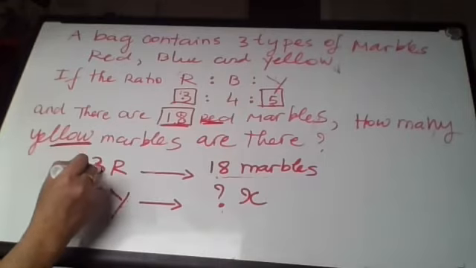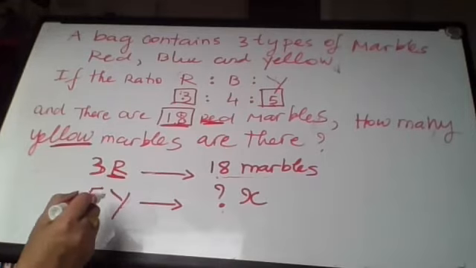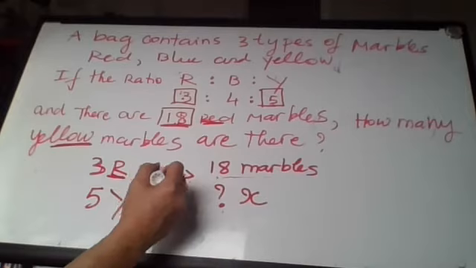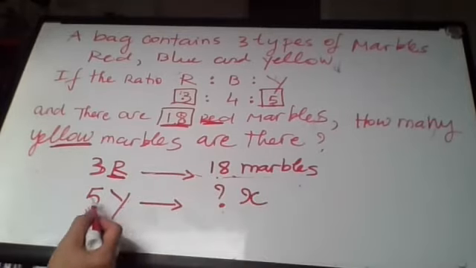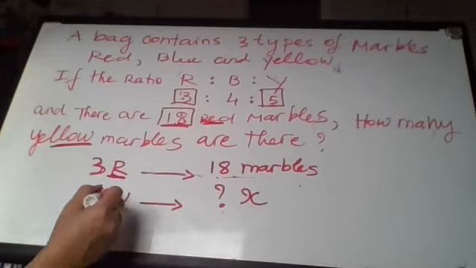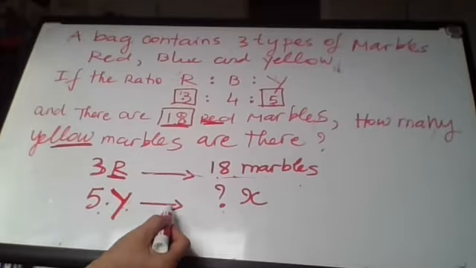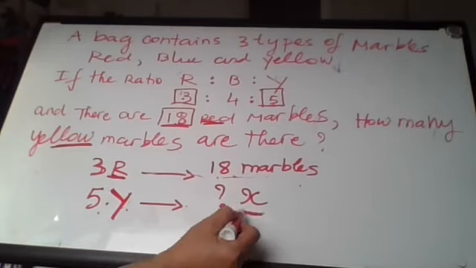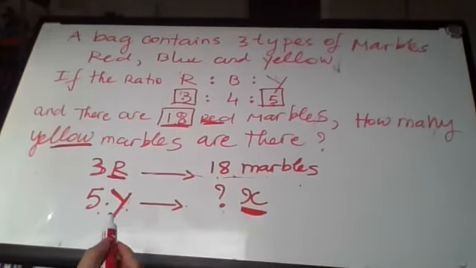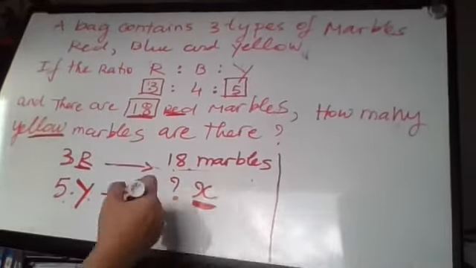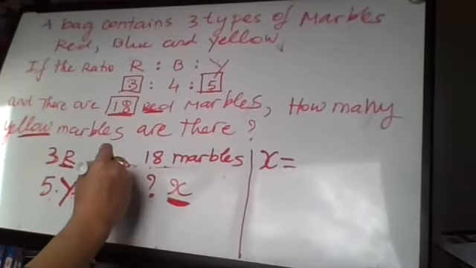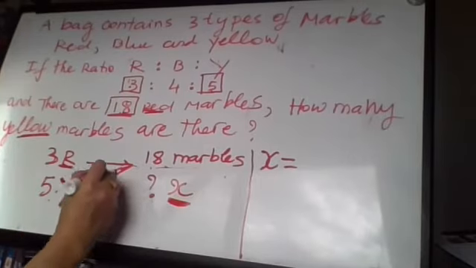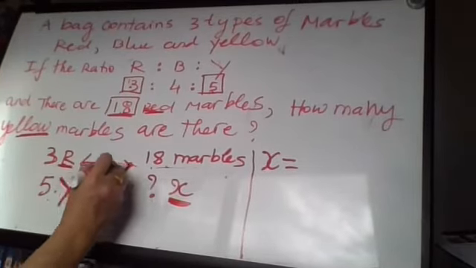So you can say 3 portions of red are equivalent to 18 marbles of red, right? So if it's 5 yellow, 5 portions of yellow are equivalent to how many marbles of yellow? X marbles. So do cross multiply and divide. X will be equal to 5 times 18, because we do cross multiply, divide, look at the arrow.